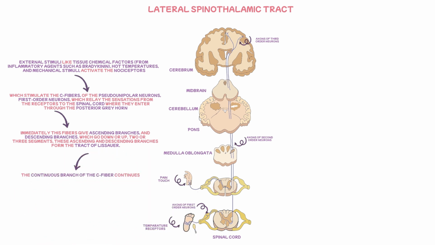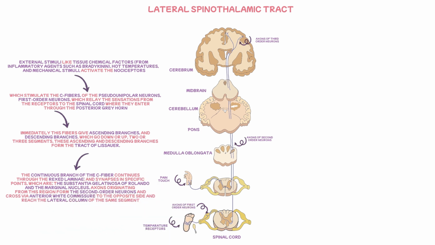The continuous branch of the C fiber continues through the Rexed laminae, and synapses in specific points, which are the substantia gelatinosa of Rolando and the marginal nucleus. Axons originating from this region form the second-order neurons and cross via the anterior white commissure to the opposite side and reach the lateral column of the same segment. Let's pause for a minute, we shall get back to this.